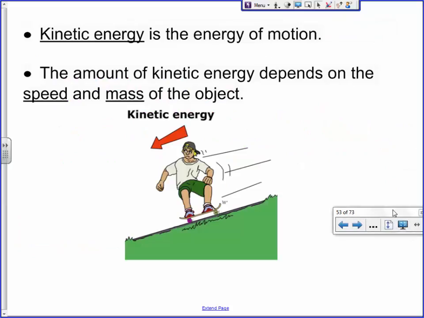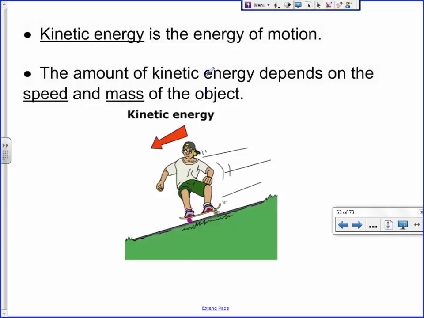Okay, let's talk kinetic energy then. So kinetic energy is usually what happens once the potential energy is changed, right? Once we've used our potential energy to do something, it causes something to be in motion. And so that's kinetic energy. It's the energy of somebody moving.